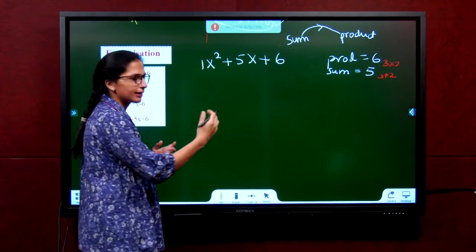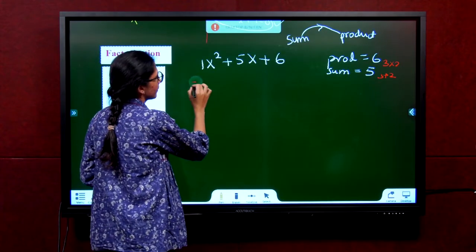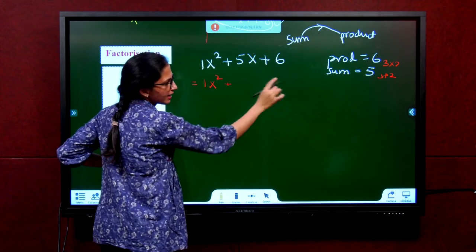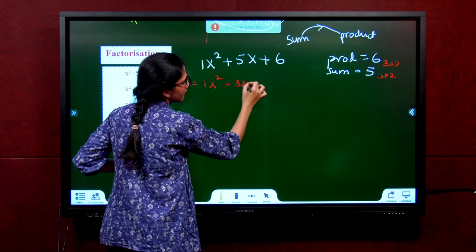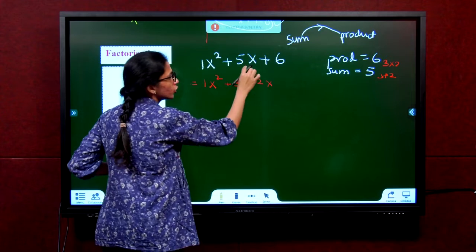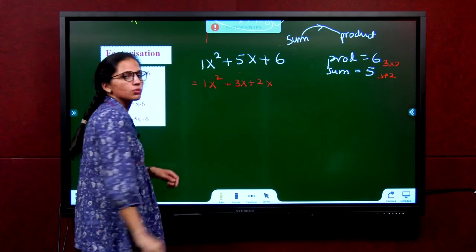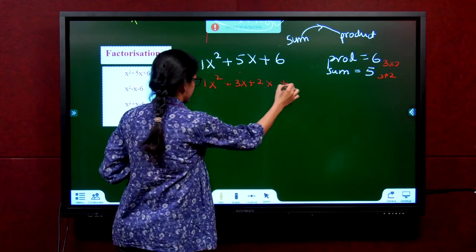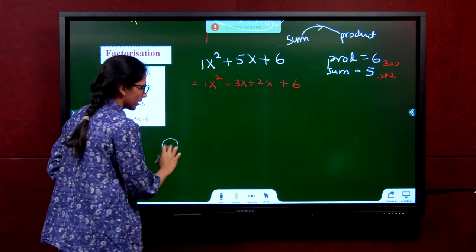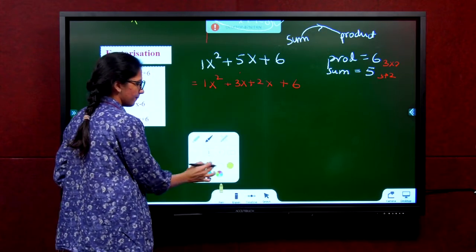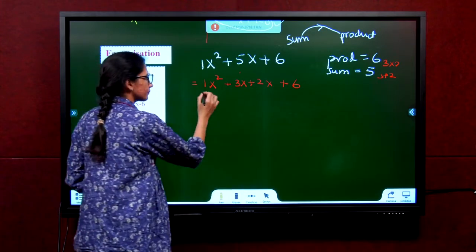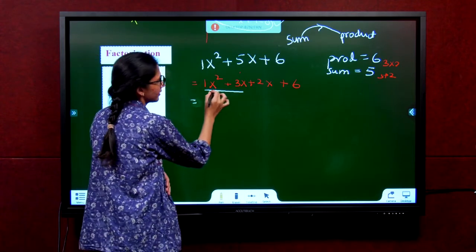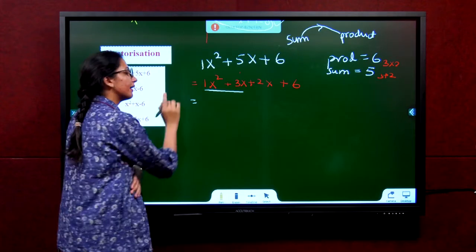We will see more complicated examples to understand further. For now, this is 1x square. I am splitting 5x as 3x plus 2x. What did you do? You took the middle term and you split it, which is why this technique is called splitting the middle term. Plus 6. Now what do we do? Take two terms at a time and see what is common. From these two, what is common? 1 and 3, nothing is common. From the letters x square and x, anything is common? X is common.